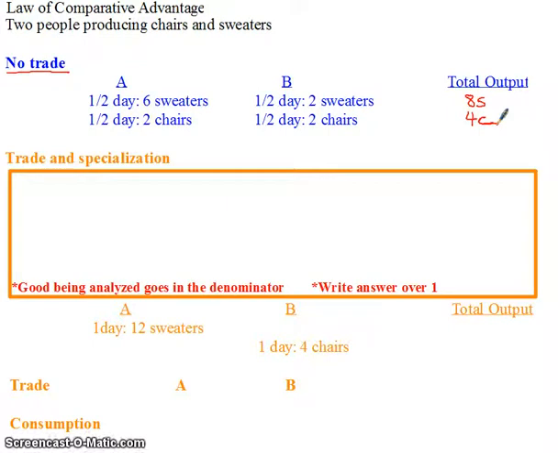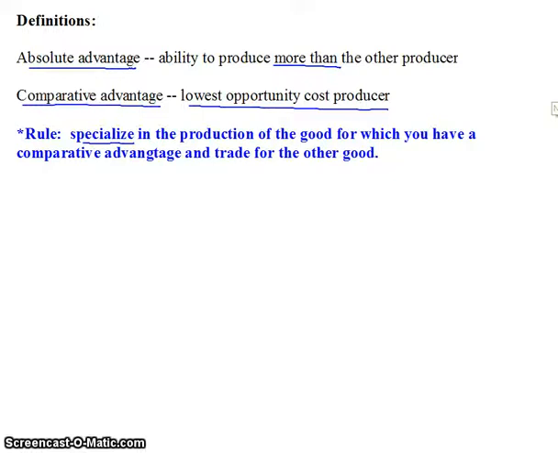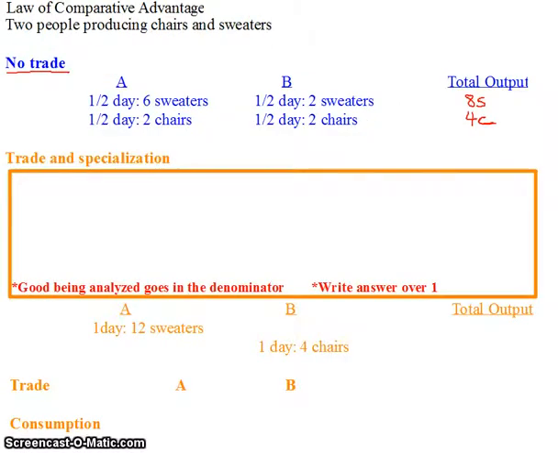Now, notice this. First of all, who has an absolute advantage in producing sweaters? Well, remember what absolute advantage means. Let's go back to the previous definition. Absolute advantage is the ability to produce more than the other person. So who can make more sweaters in half a day? Well, that would be person A. He can make 6 sweaters in half a day, and person B can only make 2 sweaters. So we would say that A has the absolute advantage in making sweaters.